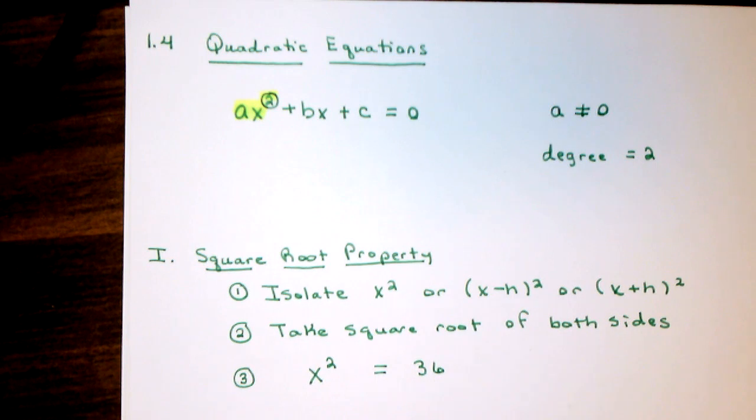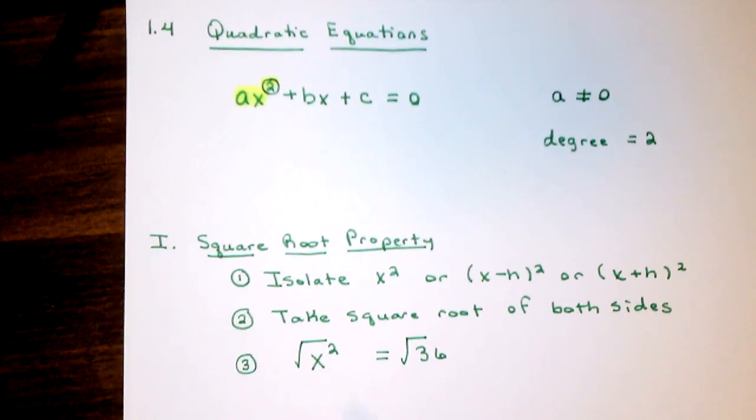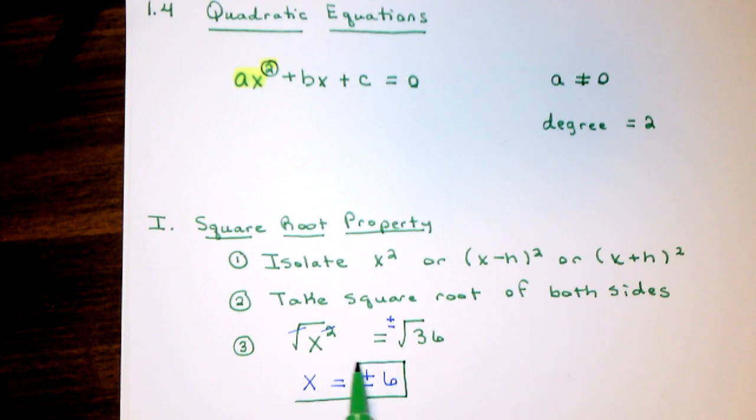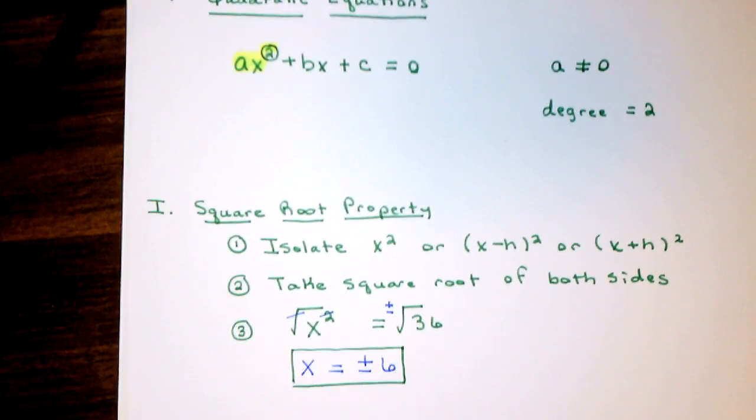When you take the square root of both sides, the square and square root are going to cancel each other out. So you're going to be left with x. Don't forget the plus or minus here. So you have 2 possible answers, plus or minus 6. So you can see that 6 to the second is 36 and negative 6 to the second is 36.